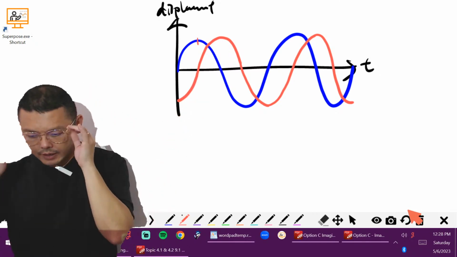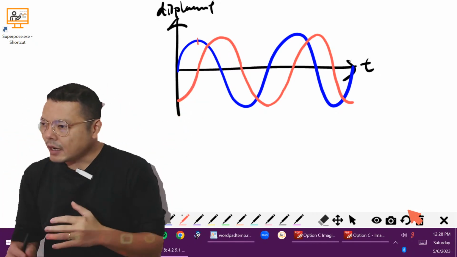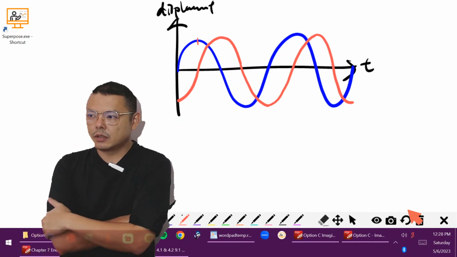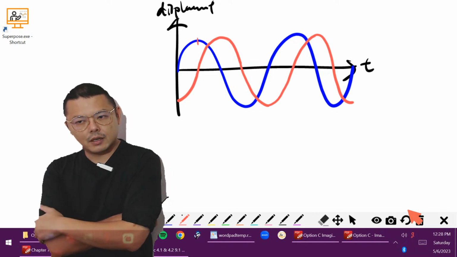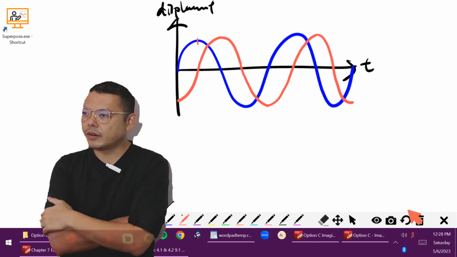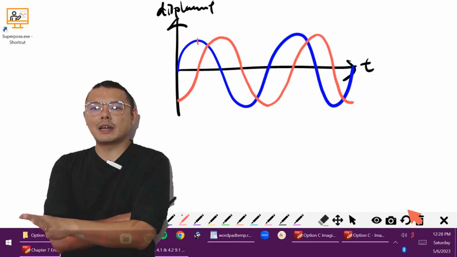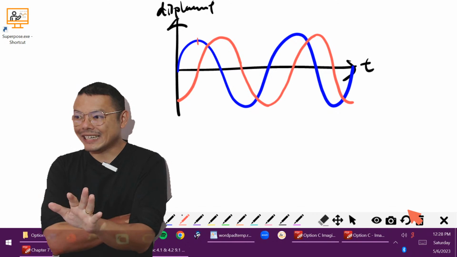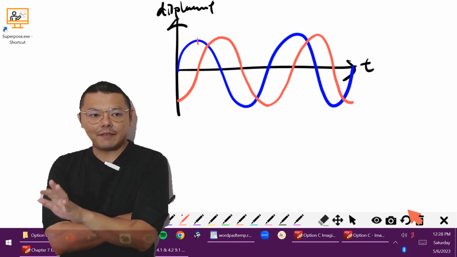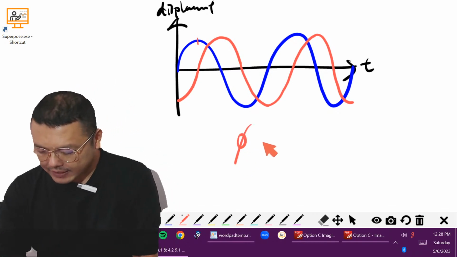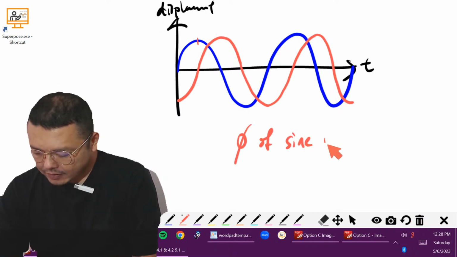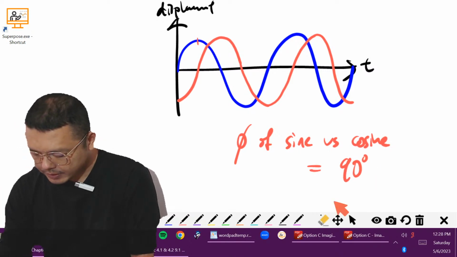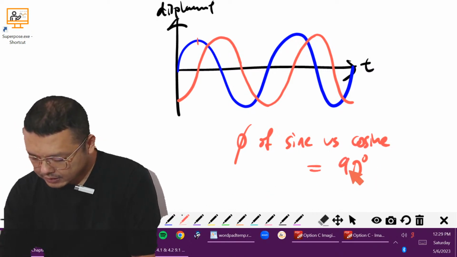Can you tell me what functions you're looking at? The blue one is what function? Sine. The red one? Technically, negative cosine. So I want you to remember right here, right now, the phase difference between sine and cosine is always 90 degrees. The phase difference of sine versus cosine is always 90 degrees. So maybe you just learn this right here, right now.